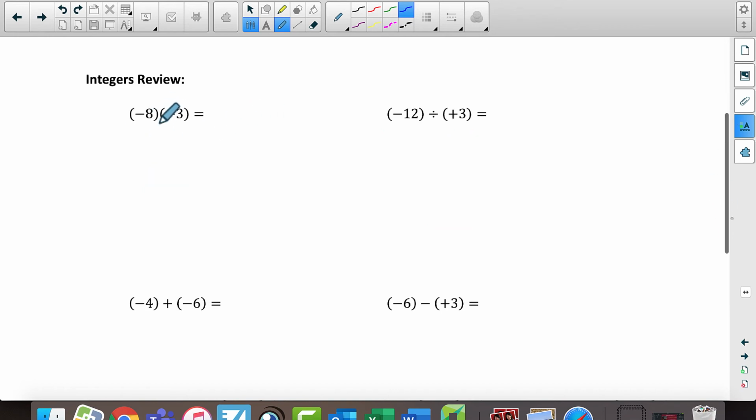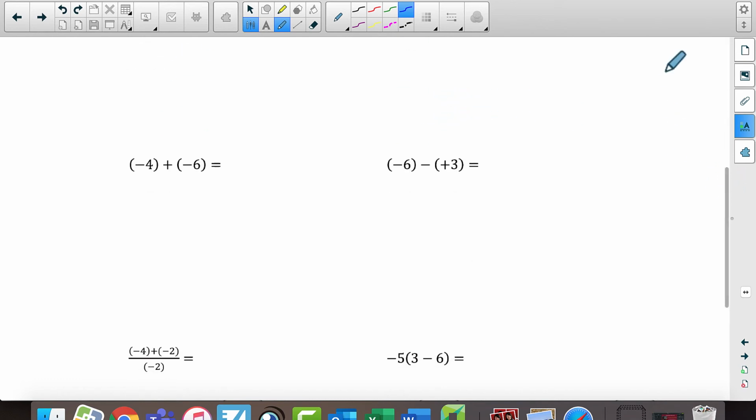Okay, let's do a very, very quick review. So, what happens when we multiply? When you multiply, you just have to remember that 2 negatives make a positive. And then just multiply normally. 8 times 3 is 24. Remember, multiplication and division rules are the same. So if you have 2 negatives and you're multiplying or dividing, it's positive. What if you only have 1 negative, like in this one? Then the answer is negative. 12 divided by 3 is 4.